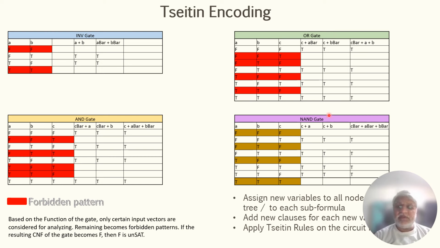Similarly, for the OR gate, NAND gate, these are the forbidden states, different expressions. So there is clearly between AND gate and NAND gate, the sub expressions are different, and these sub expressions will help in analyzing the satisfiability of the gate.